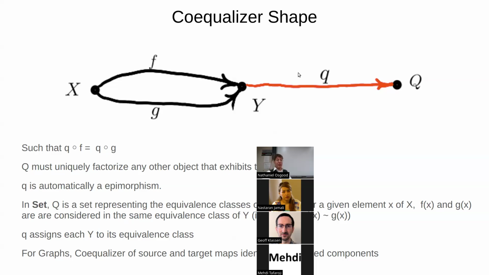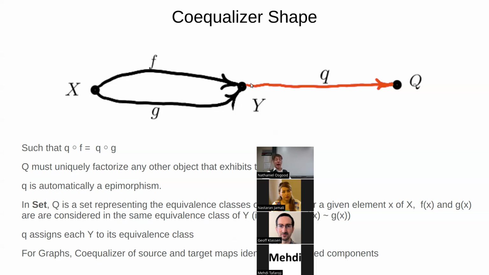So Mehdi, you were saying that you could take coequalizers of graphs? X and Y and Q are some graphs. And F and G and Q are graph morphisms. I love it. So X, Y, and Q are graphs. F, G, and Q are graph homomorphisms.